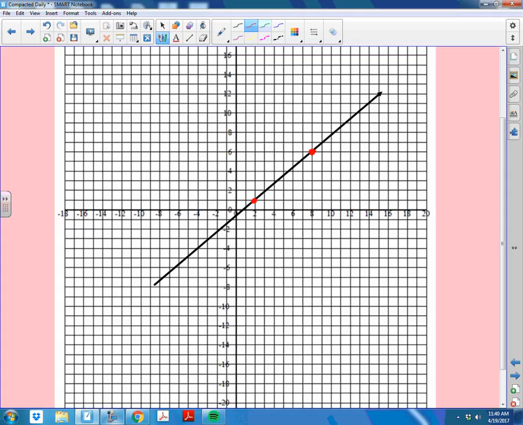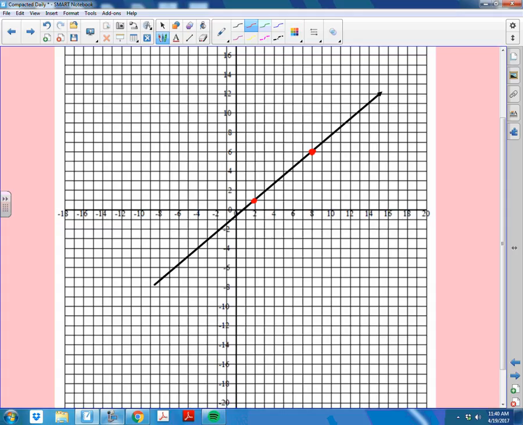I'm sorry? Yeah, that's what I'm saying. They have to be good points. They have to cross at integer points. They need to be exact places. You don't understand what integer is, Bennett? Because if so, you're going to have trouble with slope.